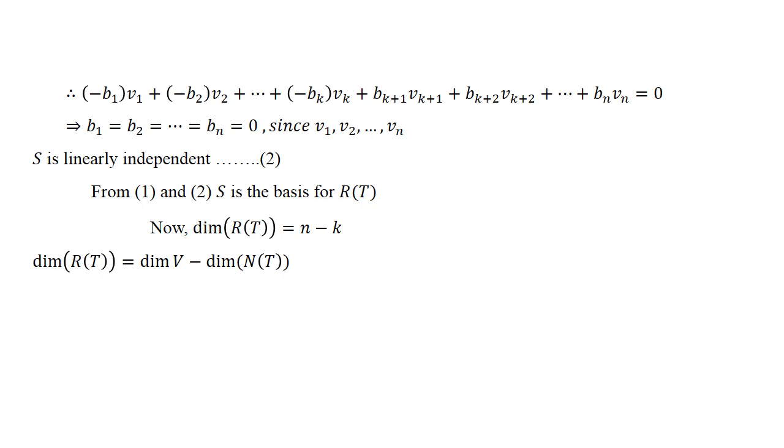So the dimension of R(T) is equal to n minus k. Since k is the dimension of the null space of T, and n is the dimension of V, we can rewrite the statement as dimension of the range space of T plus dimension of the null space of T is equal to dimension of V, or dimension of V equals rank of T plus nullity of T. Thank you.